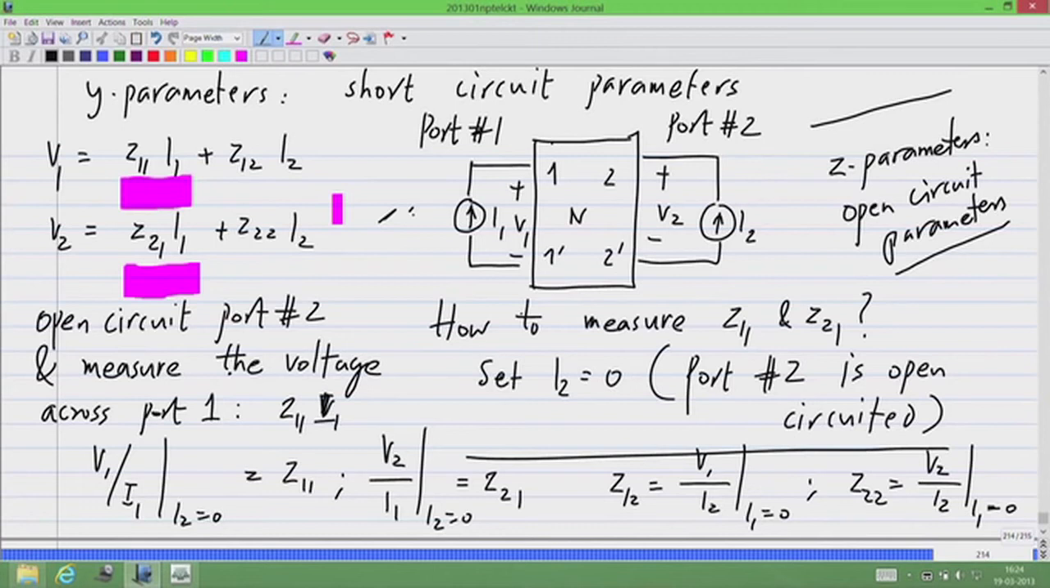Any questions about this definition of Z parameters and how do we measure it? We have to open circuit one of the ports and measure 2 Z parameters, and then open circuit the other port and measure 2 more Z parameters. Okay. Is this clear?